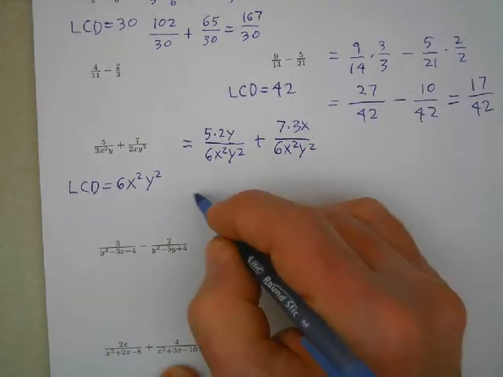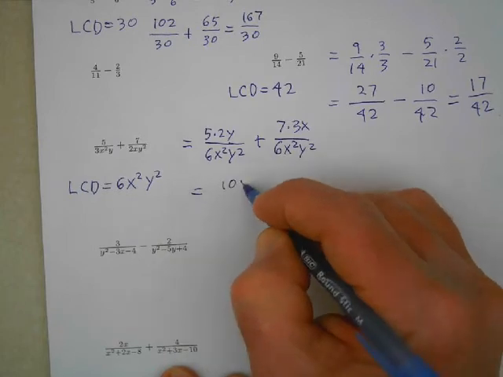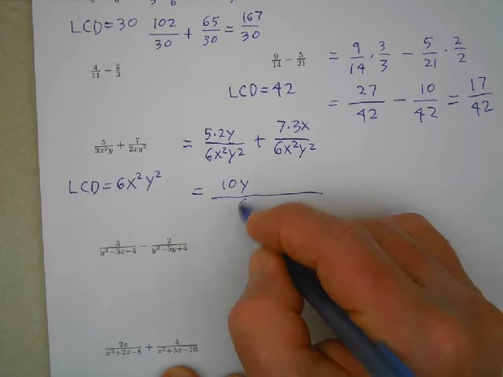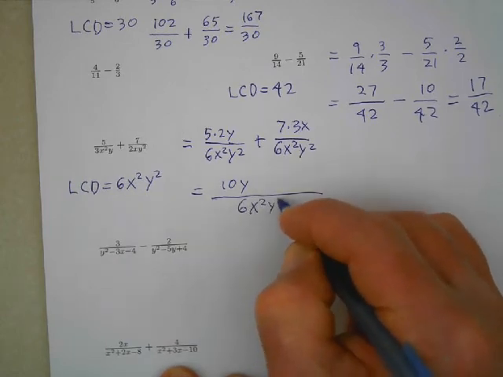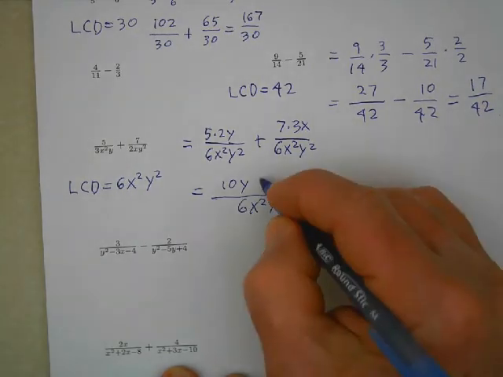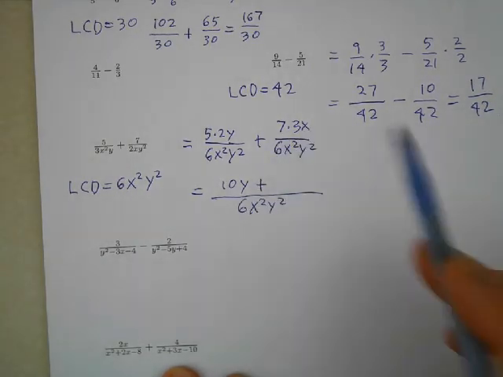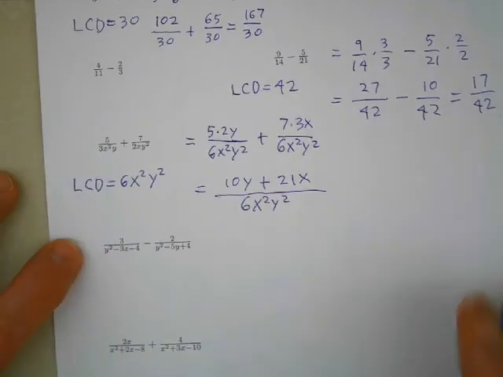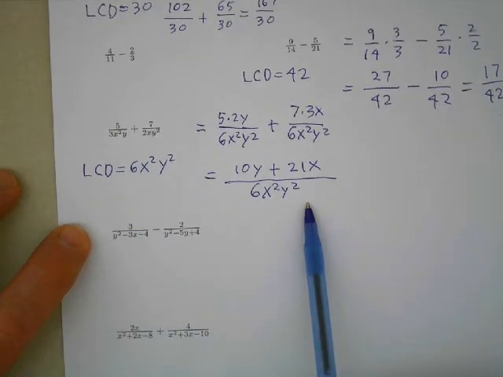And then we can do a little bit more arithmetic. We'll just go ahead and write the single common denominator, 6x squared y squared. And then 5 times 2y is 10y. And we're adding that to 7 times 3x, which is plus 21x. So that's the end result of adding those two.